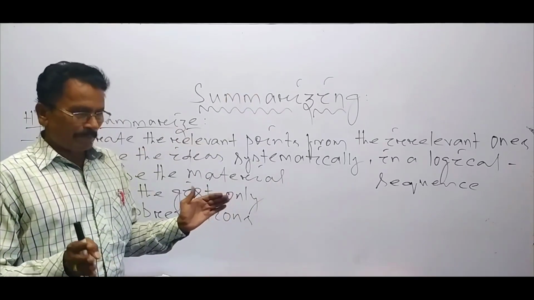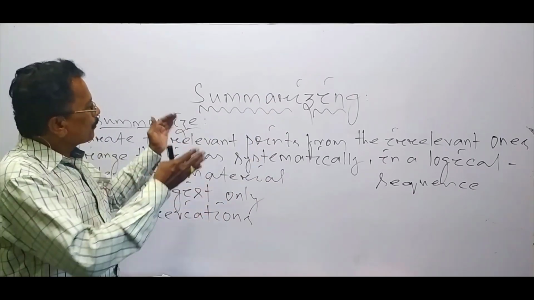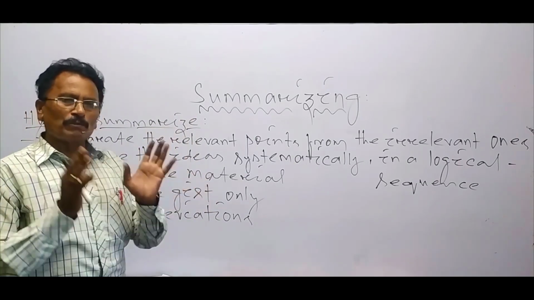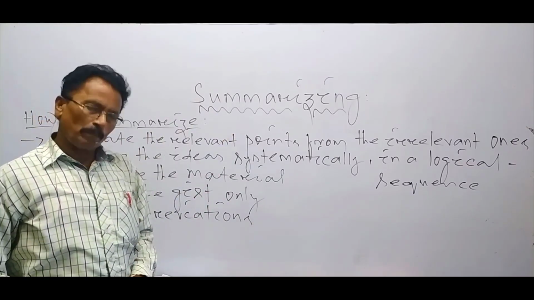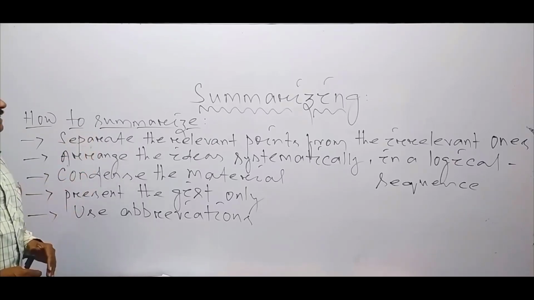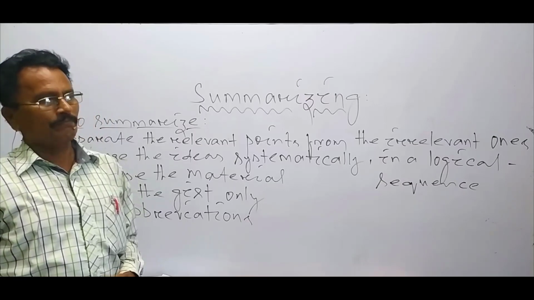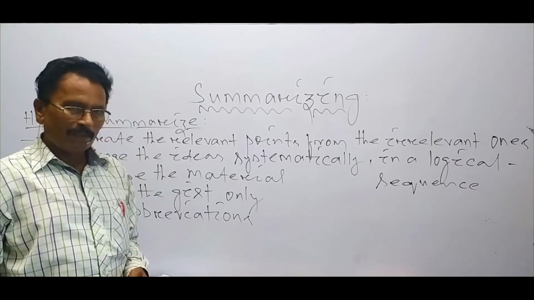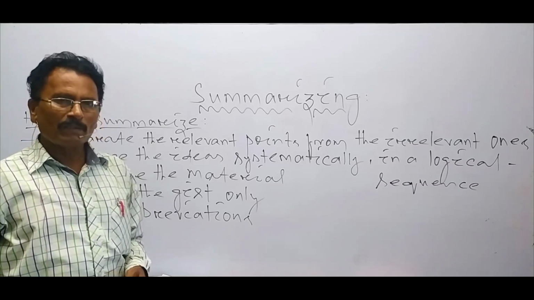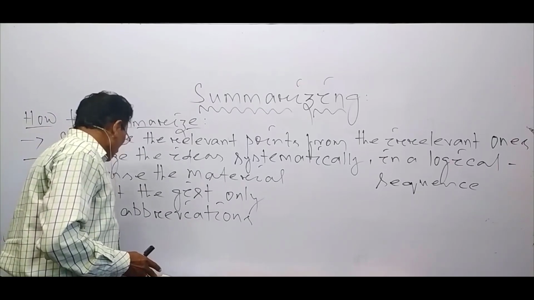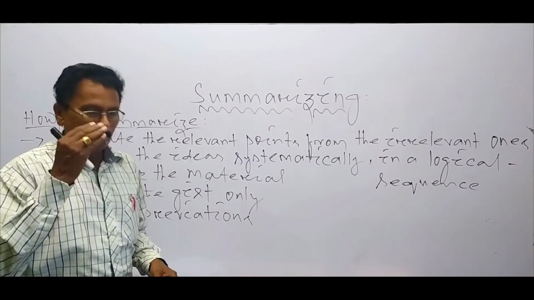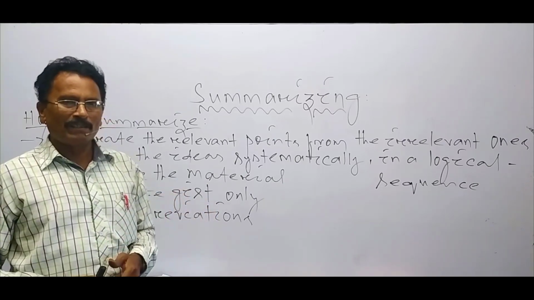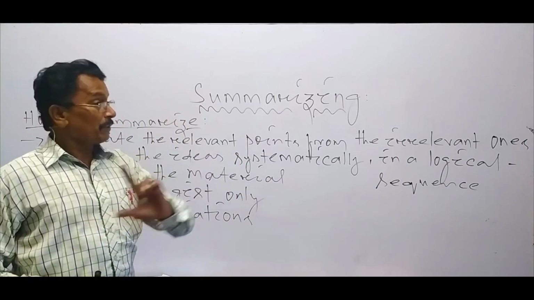Mainly, when we are making the summary, we have to take the notes first. We have already made the notes. So based on the notes which we have already prepared, we have to make the summary. Then we have to arrange the ideas systematically and in logical sequence. That means according to the sequence of the passage, we have to write the summary. Suppose some points are mentioned towards the end of the passage. That should also be written towards the end of the summary, not in the beginning of the summary.